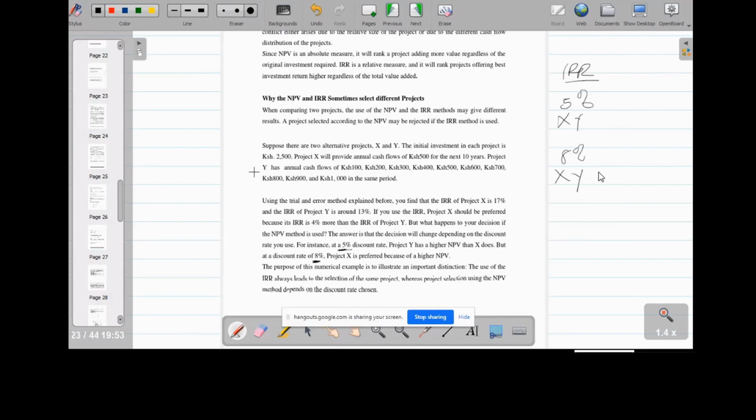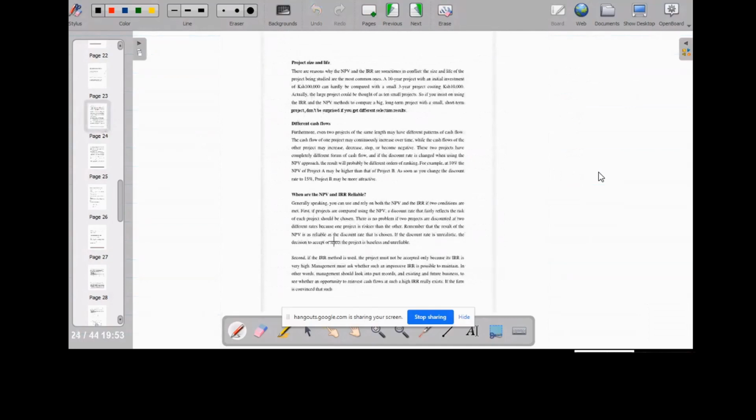Then there is a question, I think I saw it some time back. It was asking exactly the thing that we've just discussed, what brings the difference between IRR and NPV. So in such a case, is it only one factor? It's not one factor. There are other factors which we are now going to discuss. For example, you can see here we are talking of the project size and life.